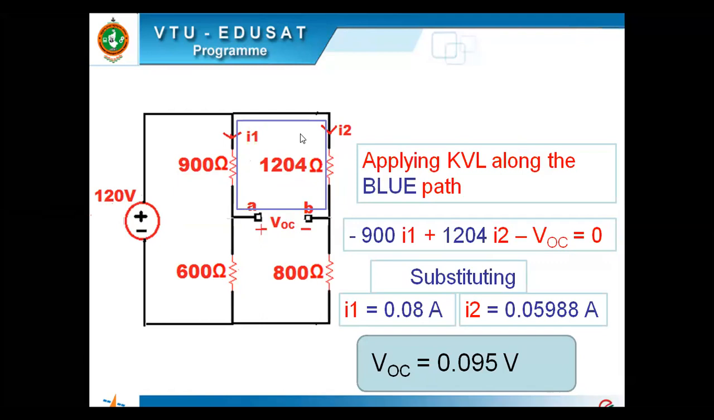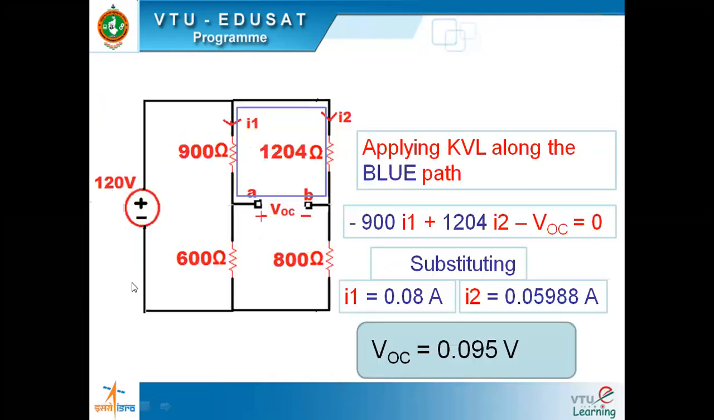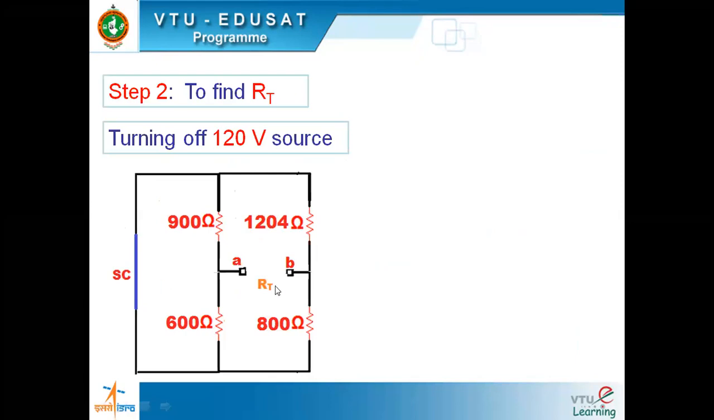Let's find out RT by deactivating the source. Understand that? So this is RT. This is where RT is. So we have turned off. Deactivating or turning off means the same. Some people call it turning off, some people call it deactivating. So turning off a voltage source means what? Short circuiting the voltage source. So we have short circuited that, and we have to find out RT now.